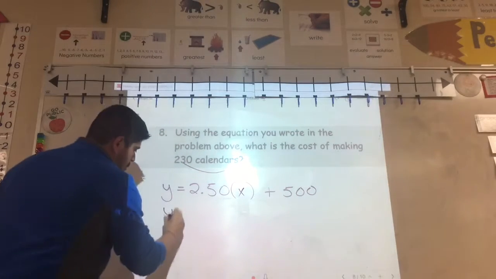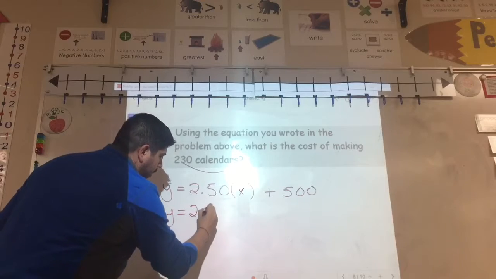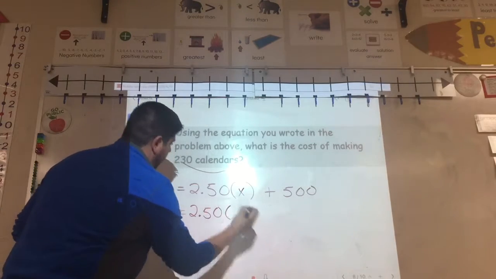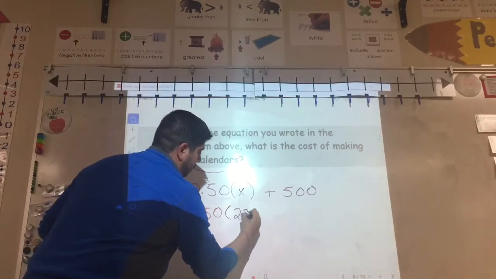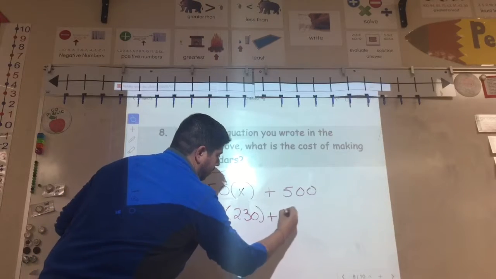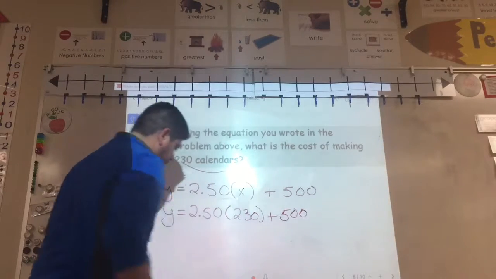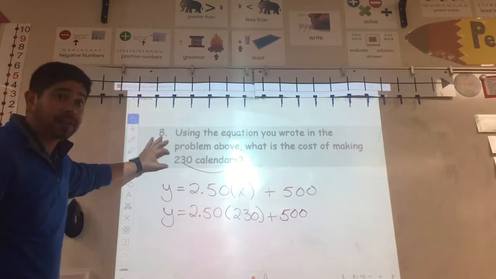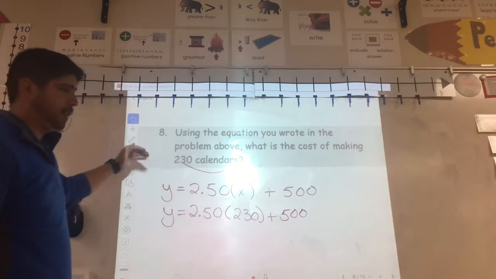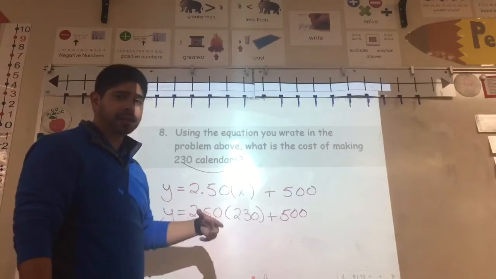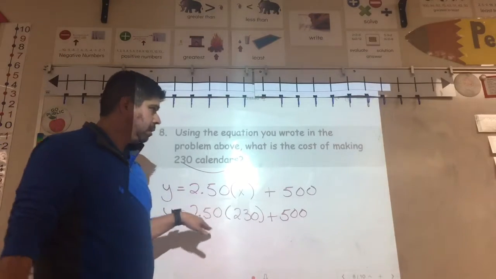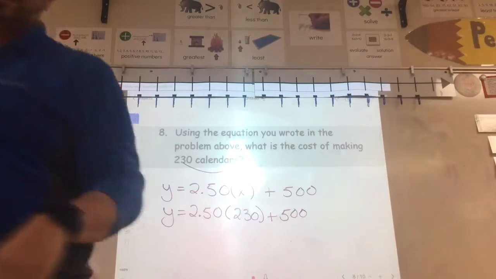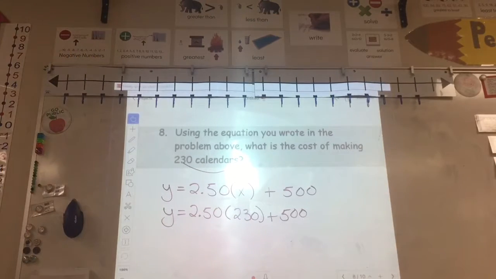Let's rewrite it. y equals $2.50 times 230, and then plus 500. All we did was plug it in here. If this asked for 500 calendars, then we would put 500 here. If it asked for 10 calendars, we would put 10 there. So that's all we're doing. This here you can put into your calculator, so we'll do that now.